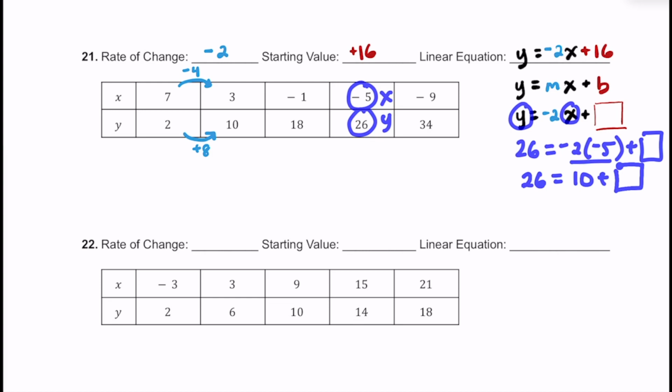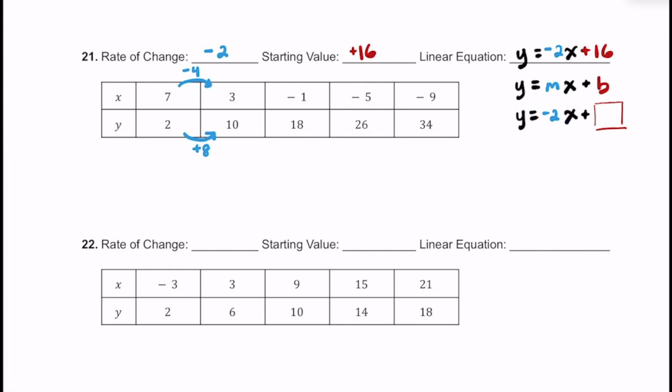So maybe this is nicer because we have positive numbers here. So 10 plus what number is 26? And I think that's gonna be 16 again, right? So notice how it's gonna be the same no matter what combination you use here. So if you're trying to find the b value or the starting value and you can't see a zero or can't get a zero, there's always a way around it. Just use the information that you have in the table. So I'm gonna go ahead and write back in here that we have this 16.